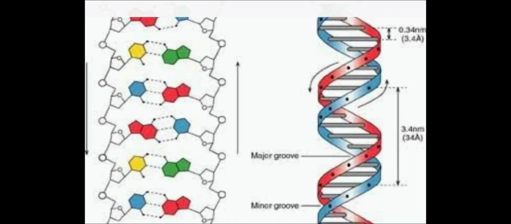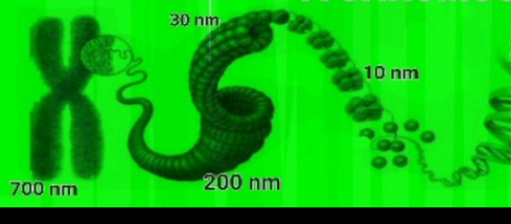So, the DNA needs to be condensed, and the entire chromatin fiber has to be coiled and supercoiled so as to fit into the nucleus.